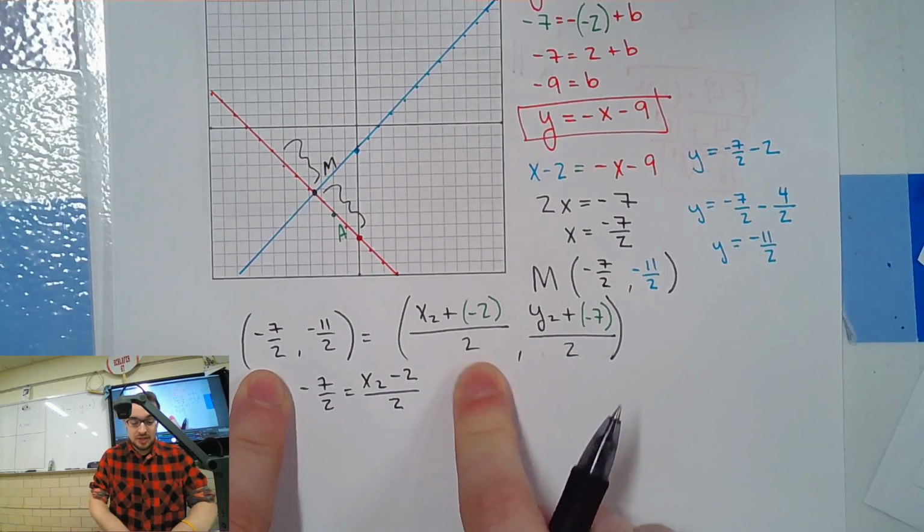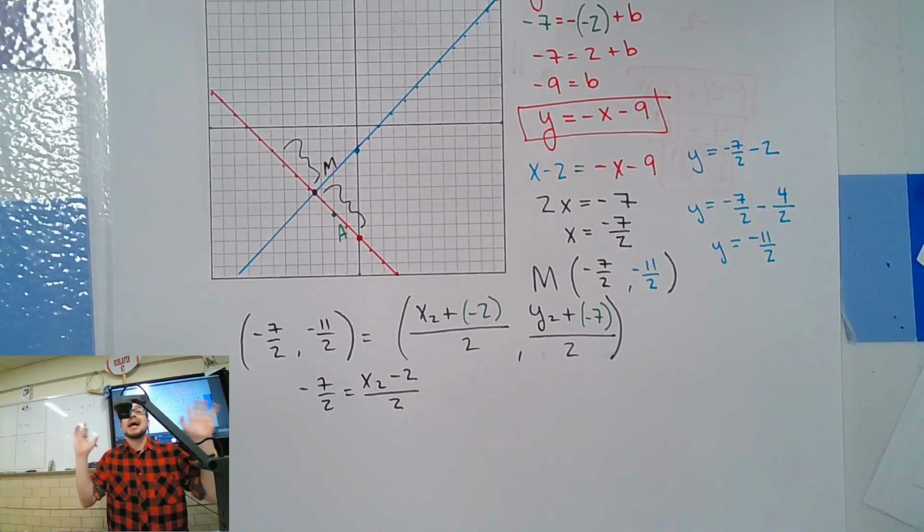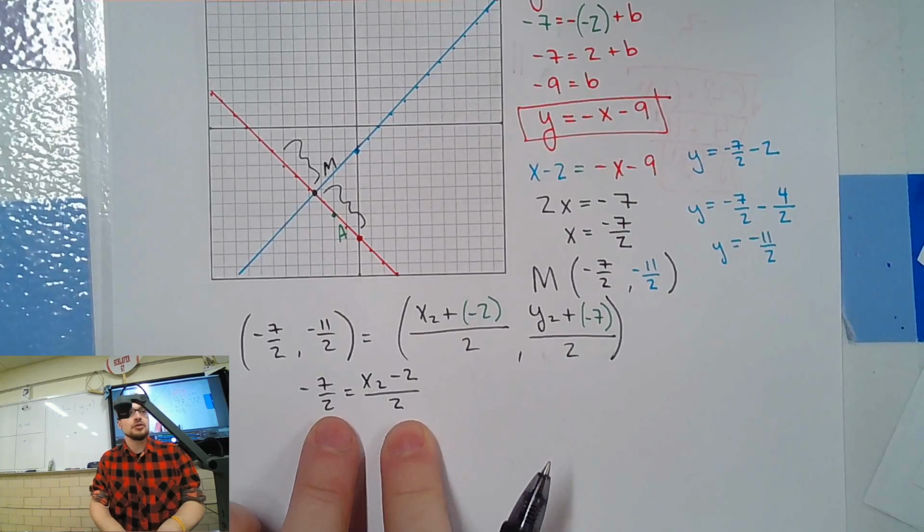So here's how I'm going to solve this. I'm going to times by 2 to both sides. Now, magic is going to happen here. When I times by 2 to both sides, what happens?